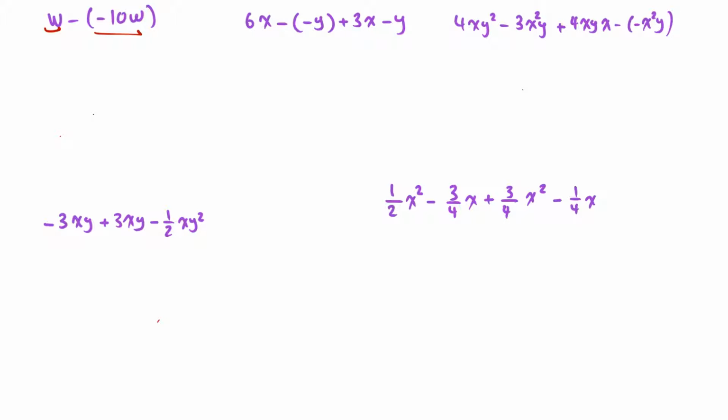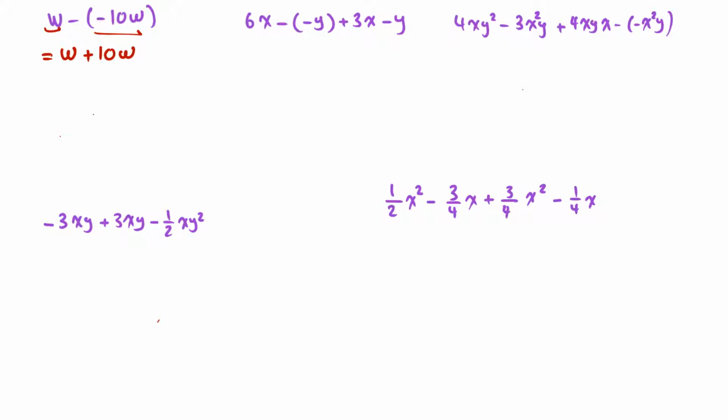Looking at the bracket, I can't really do anything. I can't really simplify anything on the inside. And what I do notice a little bit later, because after that I have to take care of multiplication and division, is that I have a negative sign multiplied by another negative sign, making this a positive. So I can rewrite this as w plus 10w, because once again, negative times a negative gives me a positive.